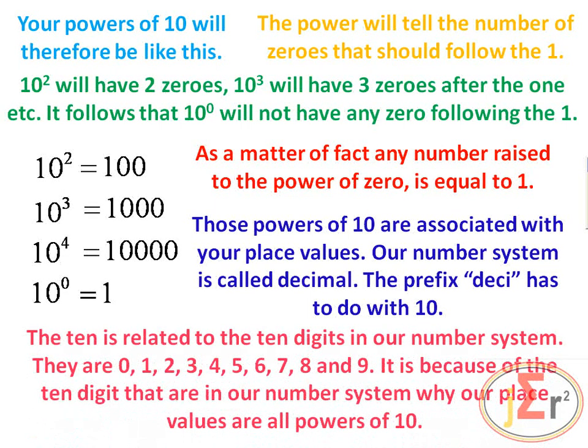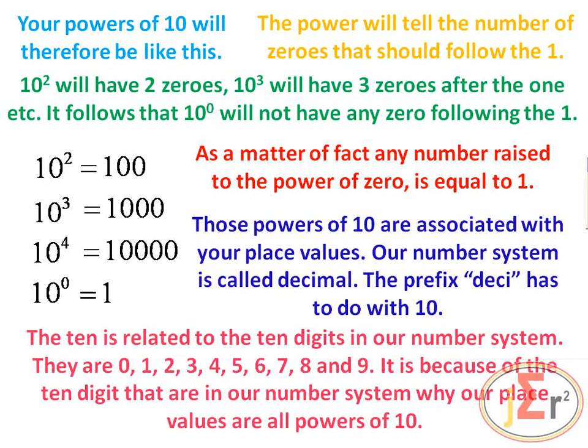The 10 is related to the 10 digits in our number system. So deci has to do with 10. So the system that we use is the decimal system that has 10 digits. So when we see the word deci, we are talking about something that has to do with 10. The 10 digits in our number system are 0, 1, 2, 3, 4, 5, 6, 7, 8, and 9.